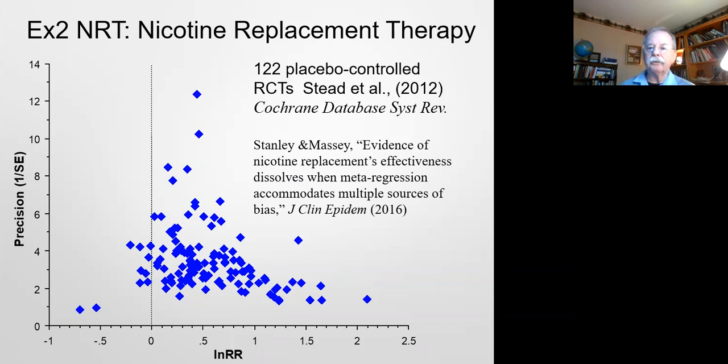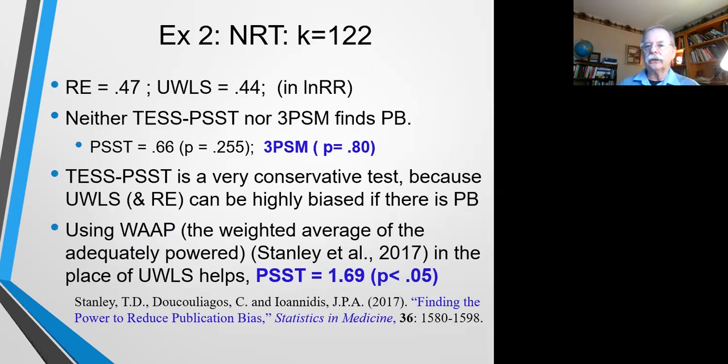And here's just a graph of those randomized clinical trials. Again, I would ask, but there's too many of us, is there publication bias here, or what do you think? Maybe it's clear, maybe it isn't clear. It doesn't matter. We have tests for these things. So there's 122 of these randomized clinical trials. The random effect estimate here is, again, about a medium-sized effect of 0.47.